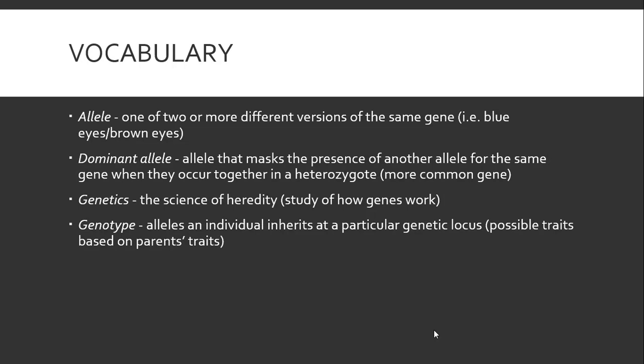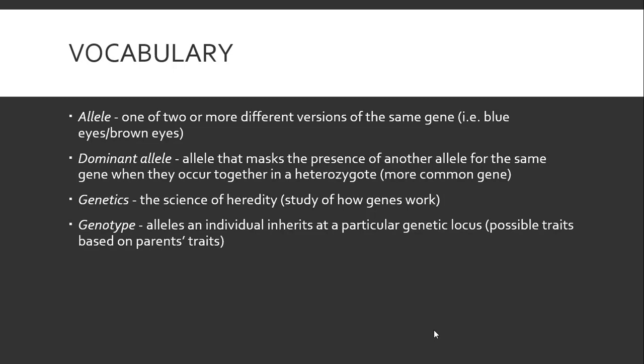So, allele is one of two or more different versions of the same gene. So alleles, for example, are blue eyes, brown eyes, curly hair, straight hair. It's just the characteristic that you have from a gene. A dominant allele, you probably talked about dominant and recessive traits in middle school. Dominant is the allele that masks the presence of another allele for the same gene when they occur together in a heterozygote. So this is the more common gene.